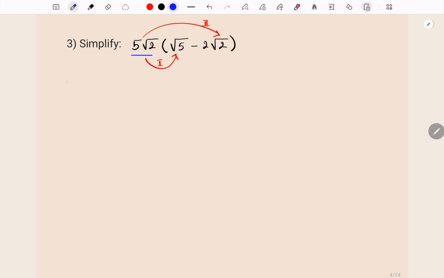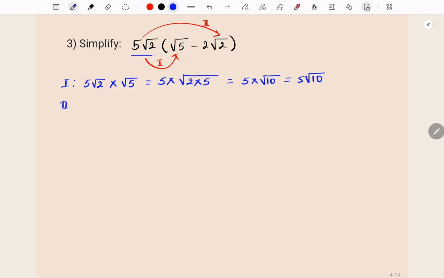So let's do the first multiplication. We have 5 root 2 multiplied by root 5. I can write it as 5 times square root of 2 times 5 using the laws of surds. That is 5 times root 10. And I can write it as 5 root 10.